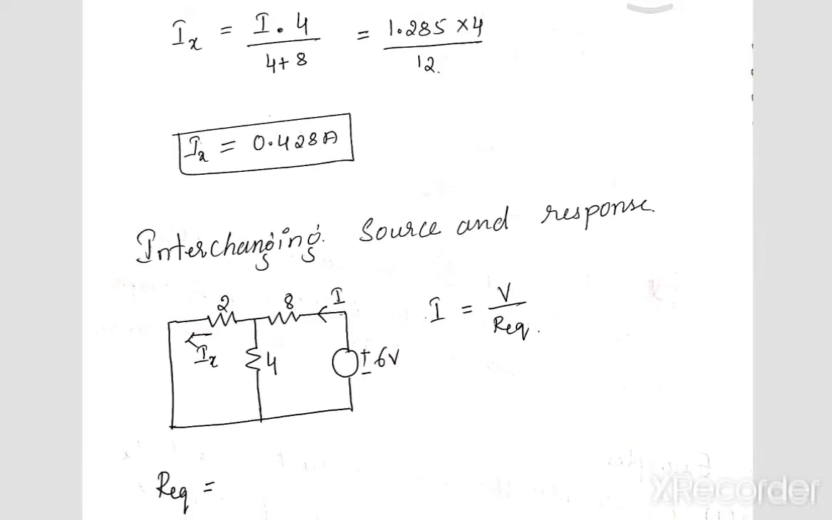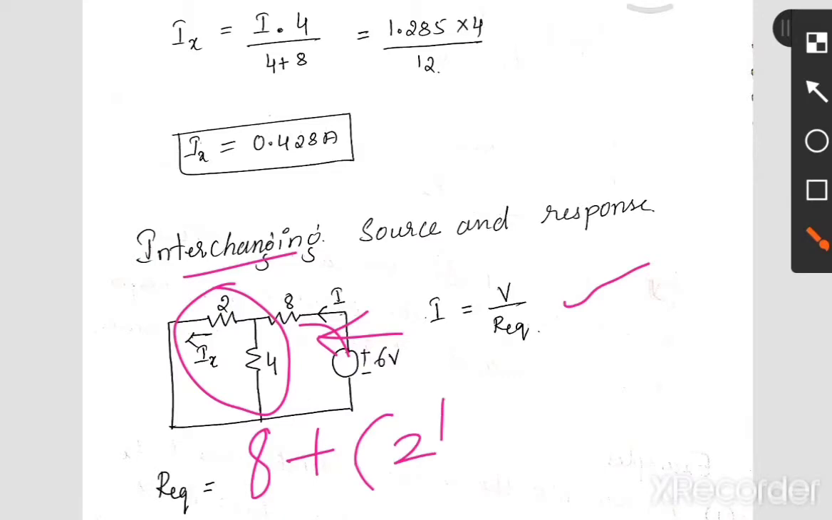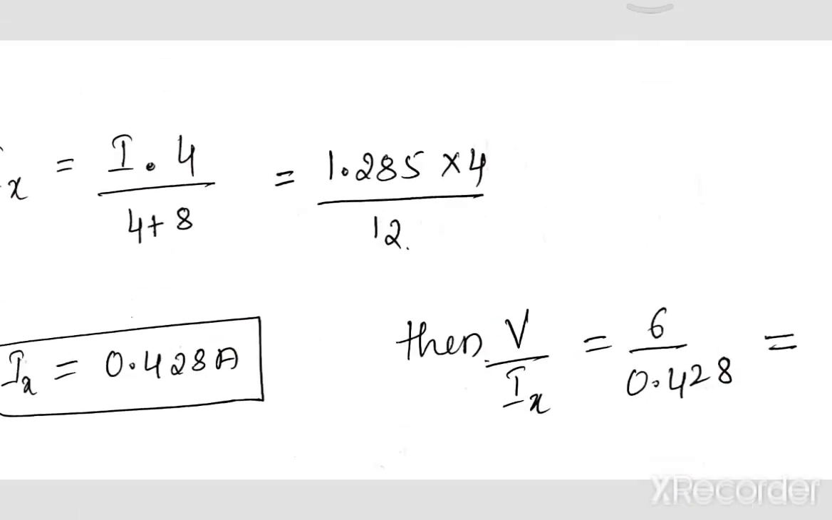Now we'll calculate what Ix is in the second case, that is, when we have interchanged the source and responses. Let's take the same formula, I equal to V by R equivalent. Now R equivalent we have to find. When we have the source here, R equivalent will be equal to 8 plus these two resistances in parallel, that is 2 parallel with 4 ohm. Simplify this as I told you.